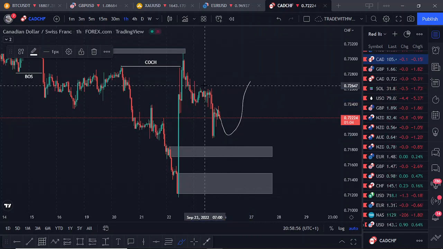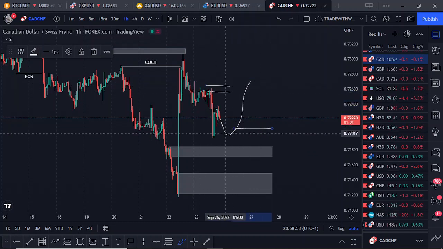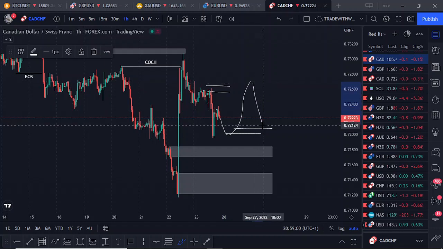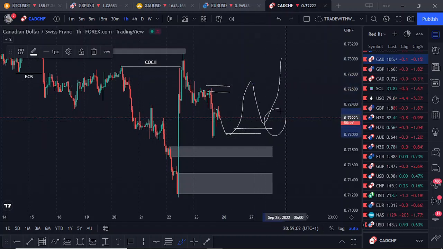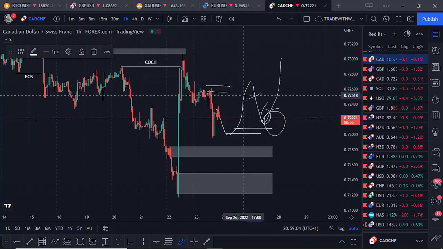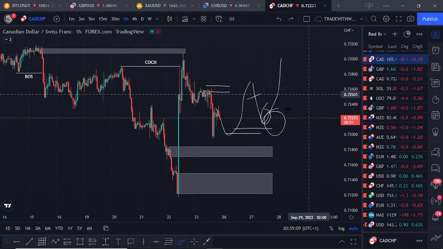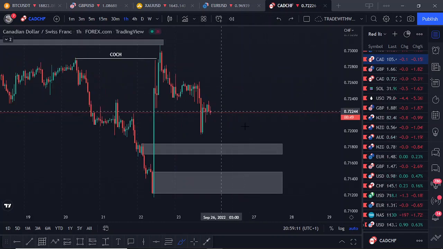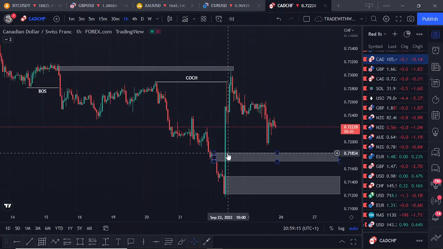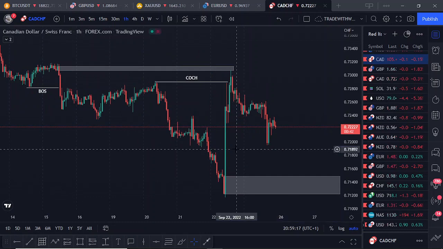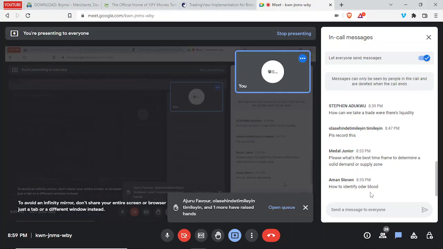Once I've gotten another break of structure, definitely I'll get the demand zone again, and then I should get the mitigation on my demand zone, and then I'll look for confluence, confirmation, liquidity, and the likes, and then I'll continue with the trend. You understand? So you can identify other blocks in many ways. Okay, so I won't be doing that since I really don't trade other blocks like that.